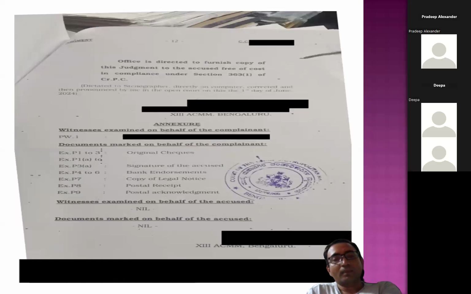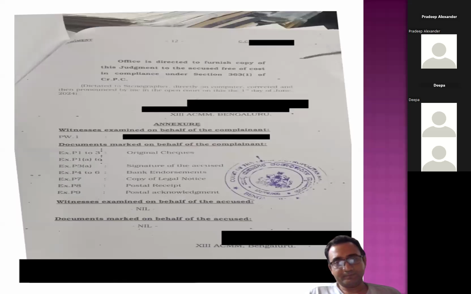Yes, sir. Actually, if the person who has given the check dies in that scenario, what will happen? See, legal heirs can be made a party because legal heirs are liable. Suppose the father had to pay the debt, but he died, and his son, as a legal heir, it's his liability to repay all the father's debt.